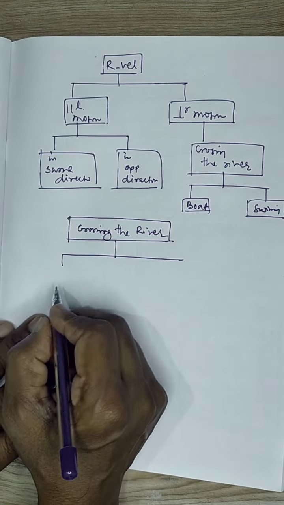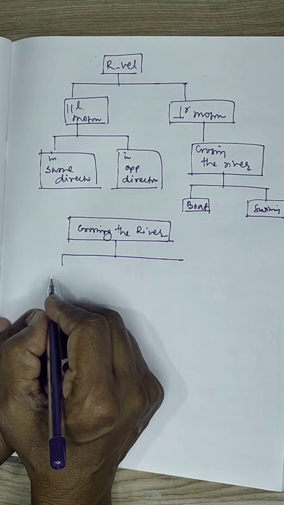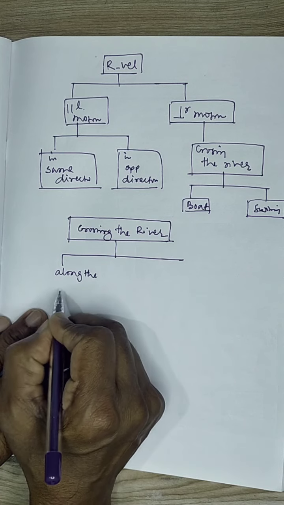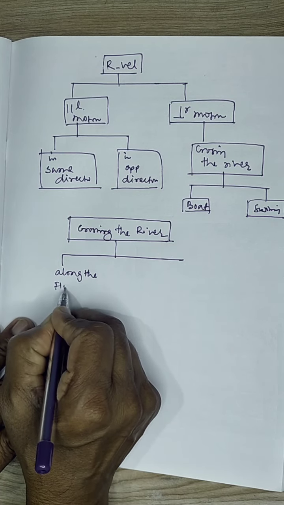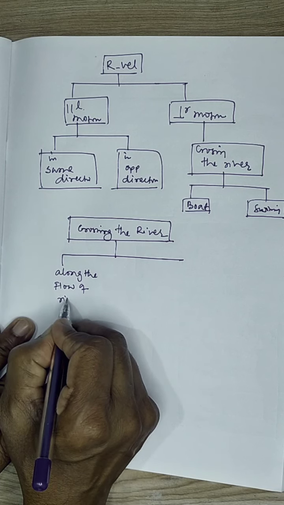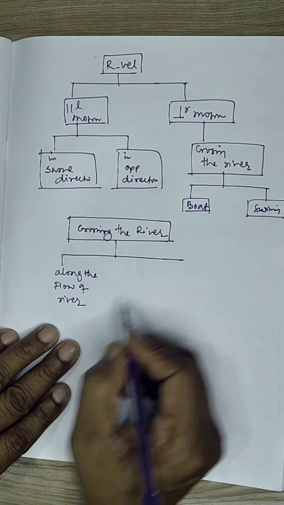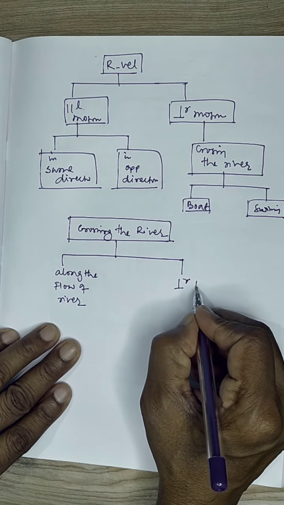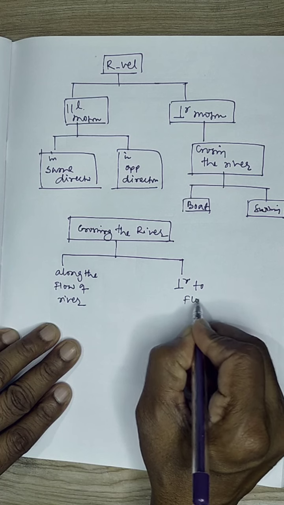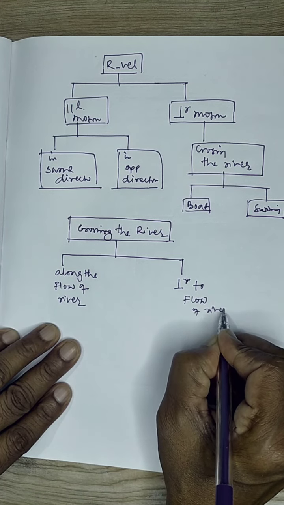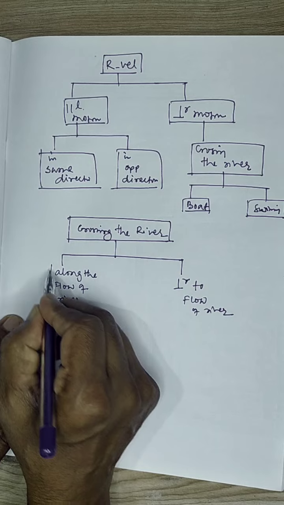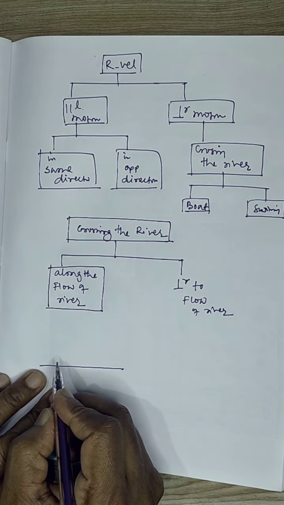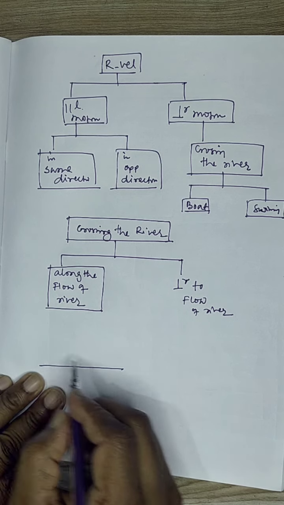We'll have one case where a man or any boat is moving along the flow of river water, or it is perpendicular to the flow of river water. While the boat is moving along the flow of water, it is a case of parallel motion.